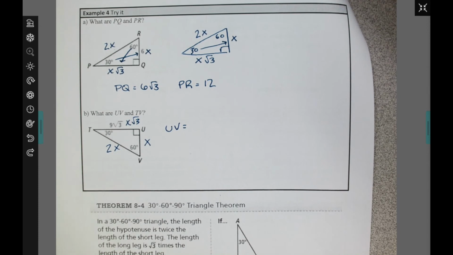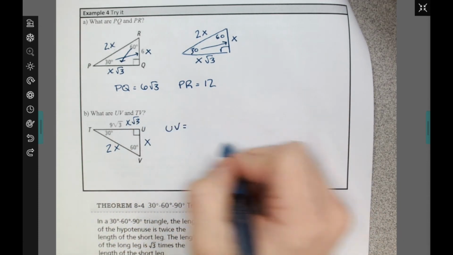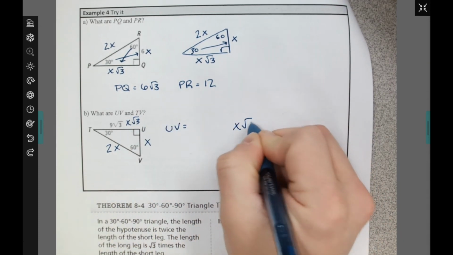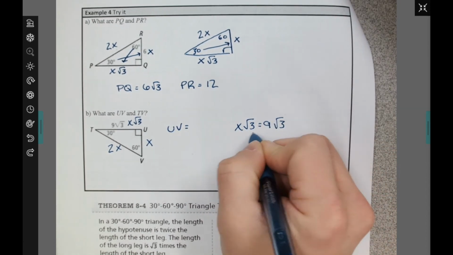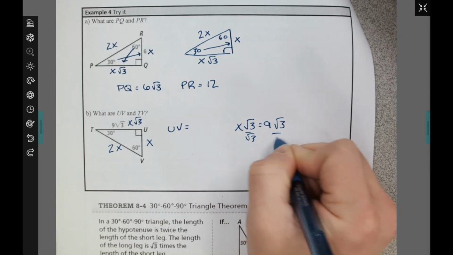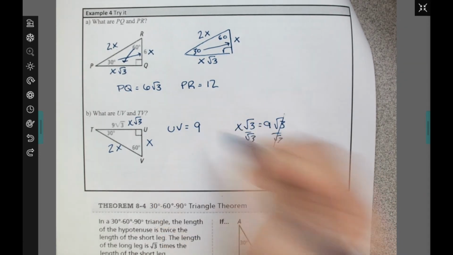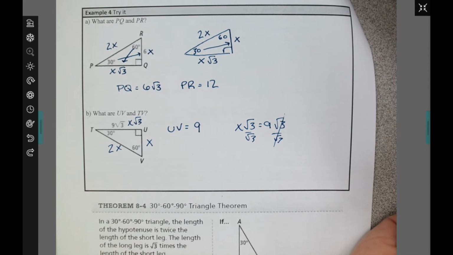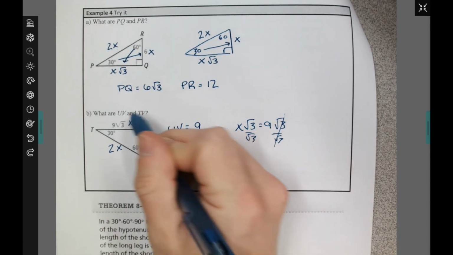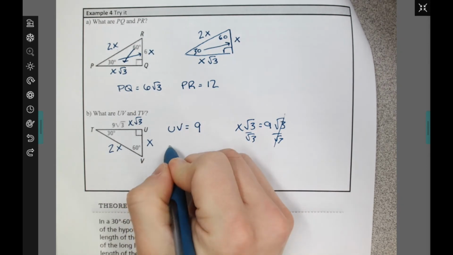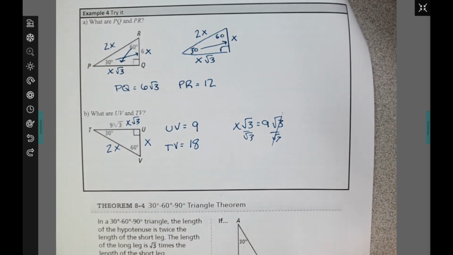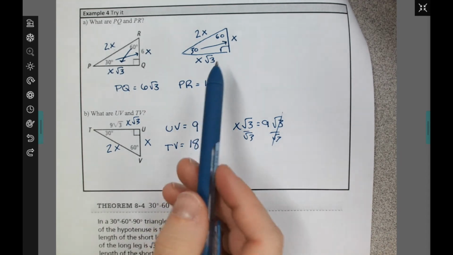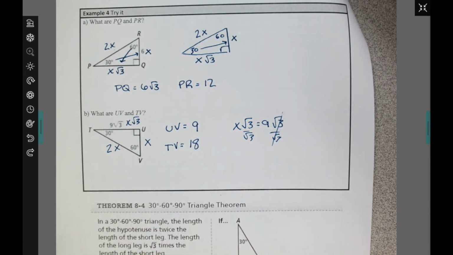Okay. If x square roots of 3 equals 9 square roots of 3, then x has to be 9. Okay, so I get 9 for UV. Once you have x, it opens everything else up. To get TV, you're just doubling it. So 2 times 9, 18. Okay, so once again, you'll be given that formula just like we were in the other one. You'll be able to identify the triangle and work your way through.